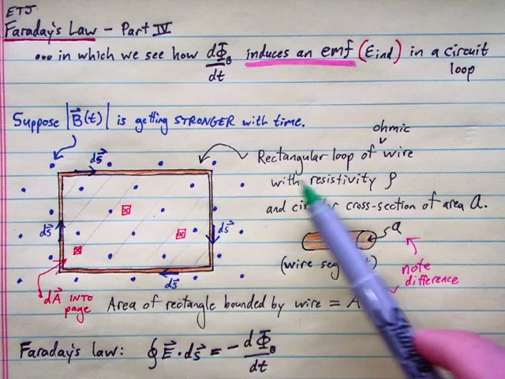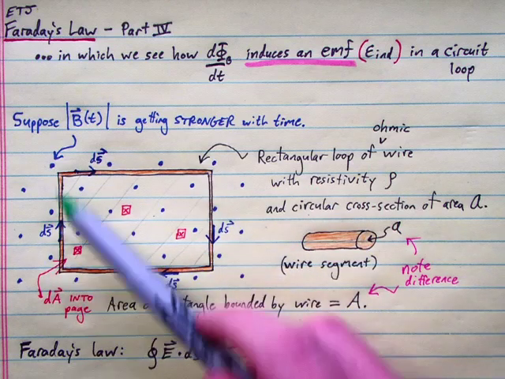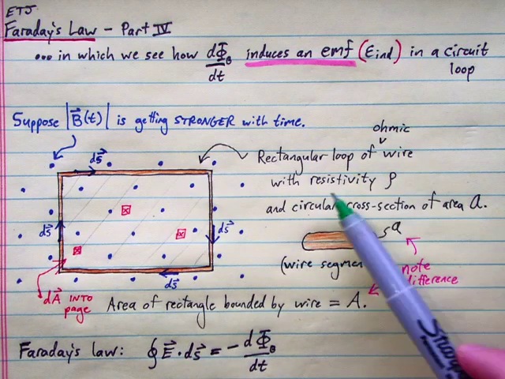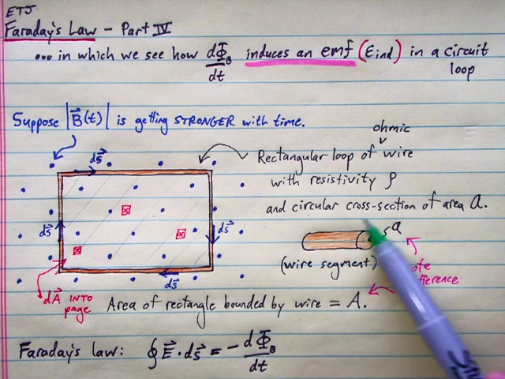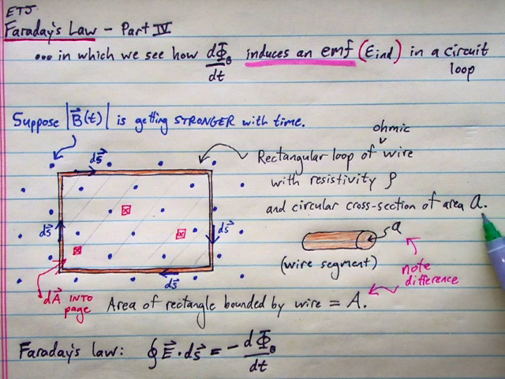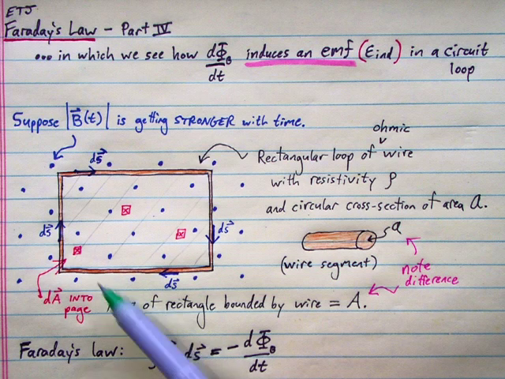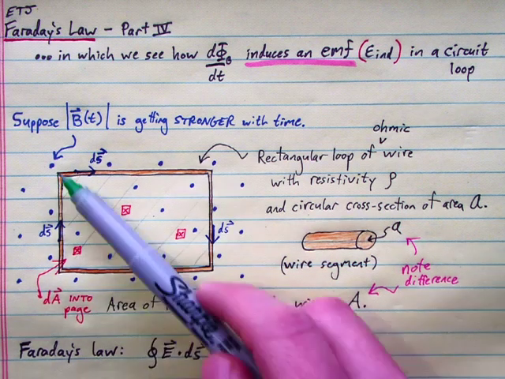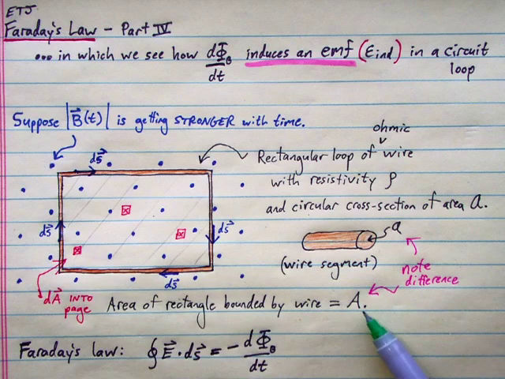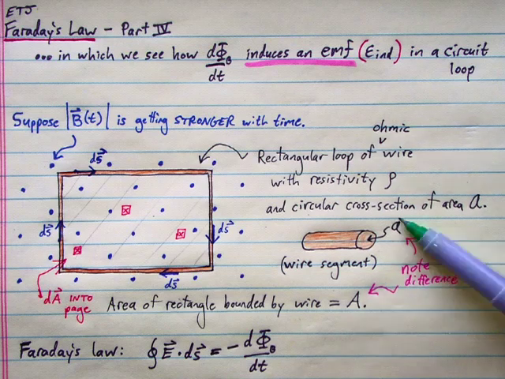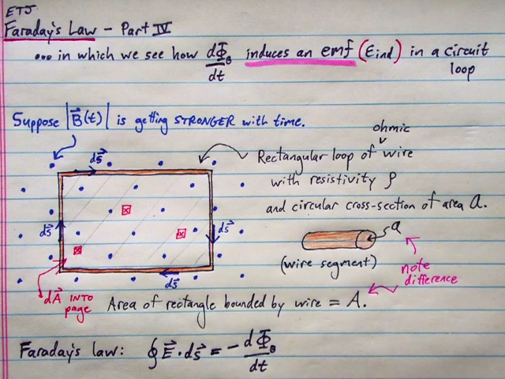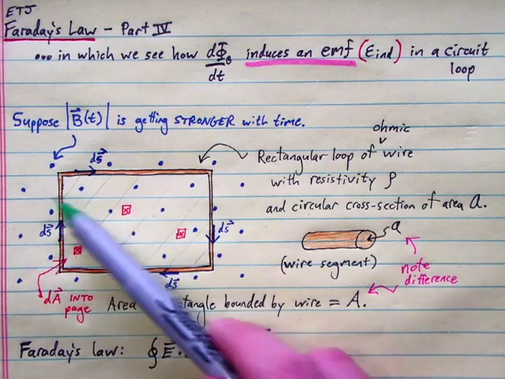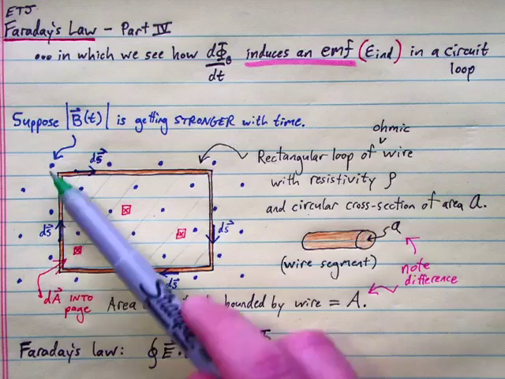And then let's have a rectangular loop of wire made of some ohmic material that has resistivity rho. If we take a little segment of wire, it has a circular cross-section area that we'll call script A. Then the area of this rectangle, length times width, let's call capital A. I just want to distinguish those two areas: the cross-sectional area of our little wire segment, as opposed to this big area bounded by our wire.